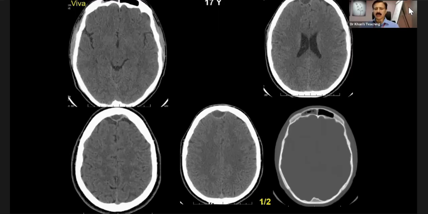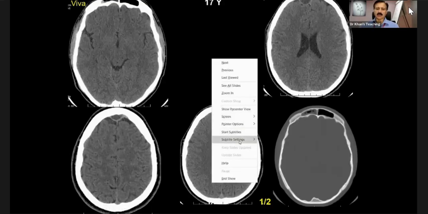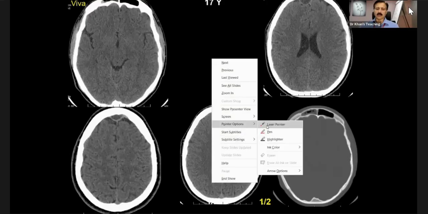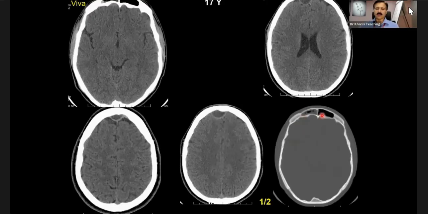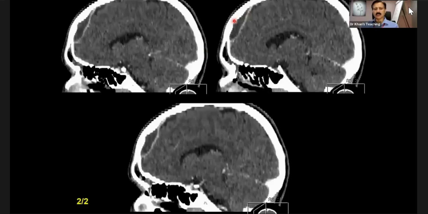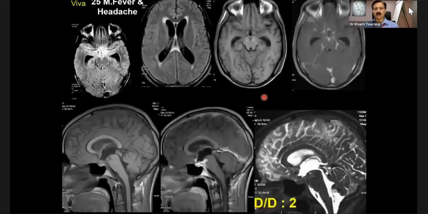In head and neck, infections are very important for your exam, particularly complications of head and neck infections, such as intracerebral ones. So this is an epidural or extradural empyema as a complication of sinusitis, and you can see it here also.